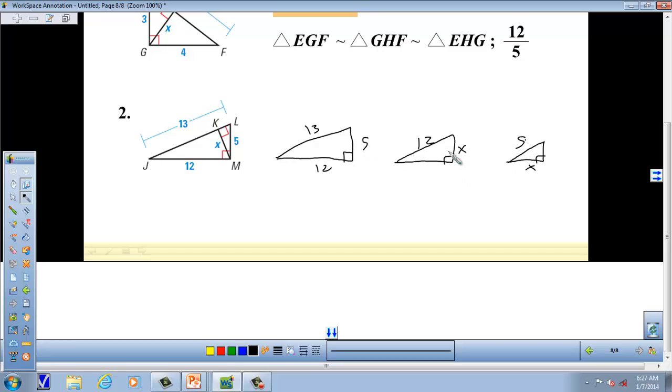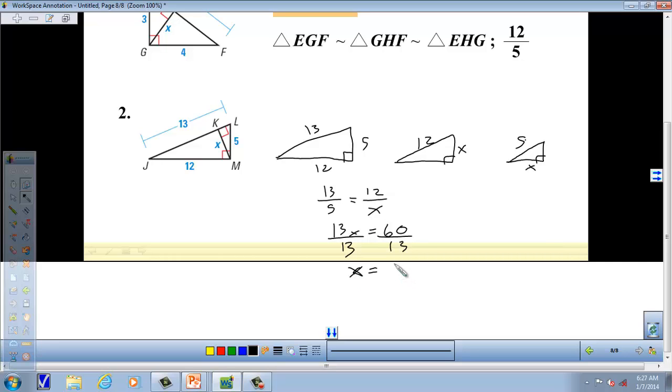So again, I'll just take these two triangles. I can write 13 over 5 equals 12 over x. Cross multiplying, we get 13x equals 60. Dividing both sides by 13, we get x equals, it doesn't look like that's reducible, so 60 over 13.